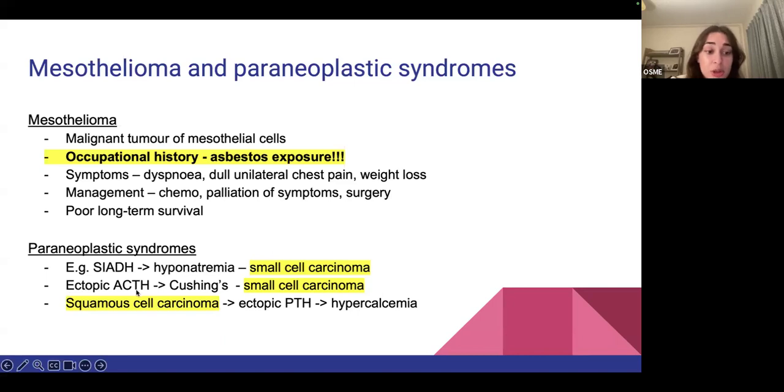There might be ectopic ACTH. So we went through this last week. This is one of the Cushing's findings, and it's due to a small cell lung cancer. This is caught a little bit earlier compared to others because they'll have the Cushingoid appearance and symptoms, and then squamous cell carcinoma, I think PTH.